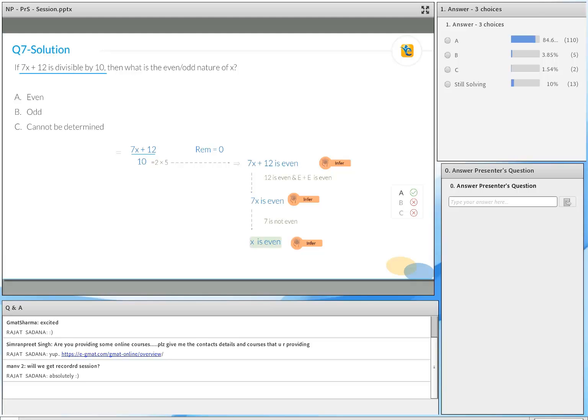There are 13 of you who could not solve this question, another 7 of you who selected choices B or C, so about 20 of you. So tell me, where did you falter? And again, this analysis is very, very important for everyone in the class.